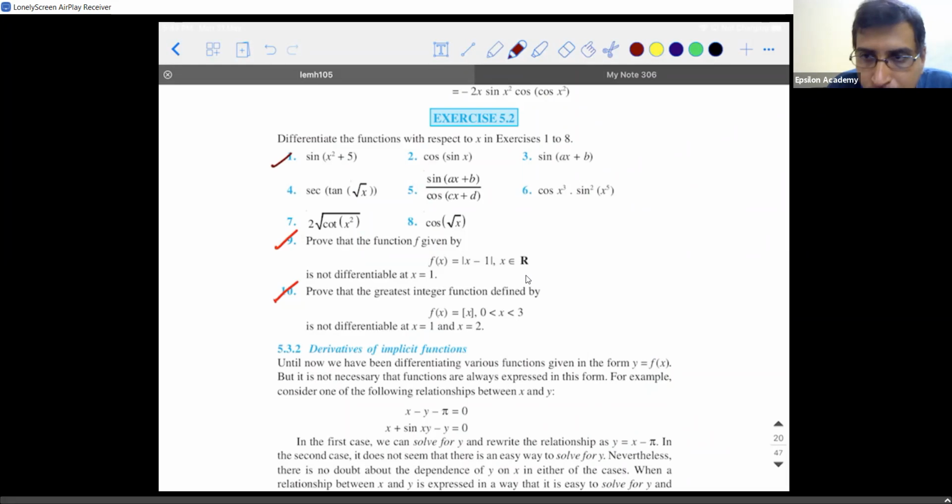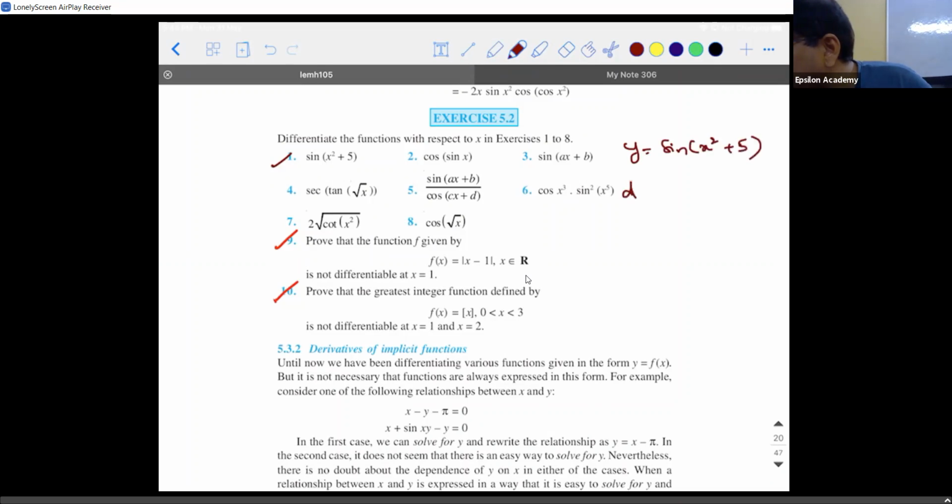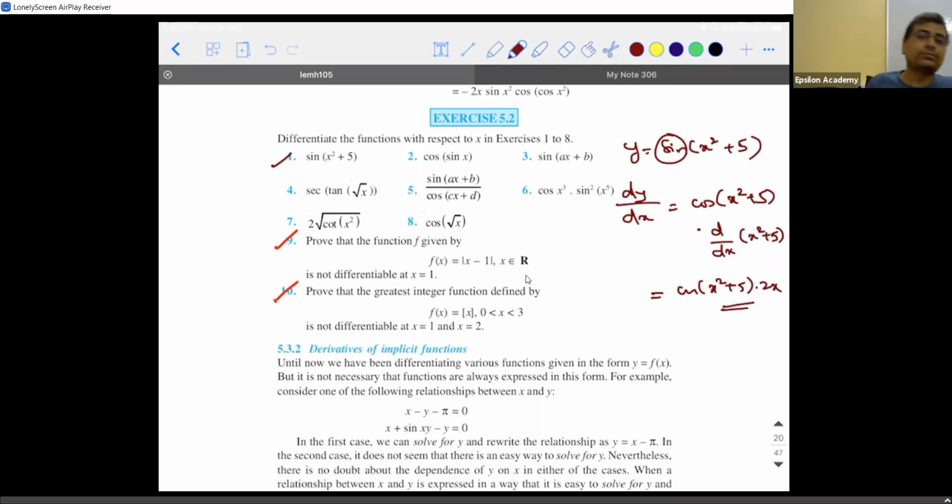So the first one is 2x sine of x square plus 5. 2x cos of x square plus 5. Correct. Because the derivative of sine. I hope you understood what your mistake was. Yes, sir, I got it, sir. So dy by dx is equal to derivative of sine is cos. Cos of x square plus 5 into d by dx of x square plus 5. That will be cos of x square plus 5 into 2x. Correct? So it is 2x into cos of x square plus 5.